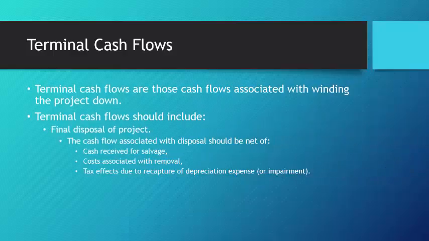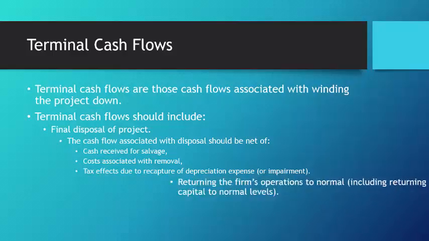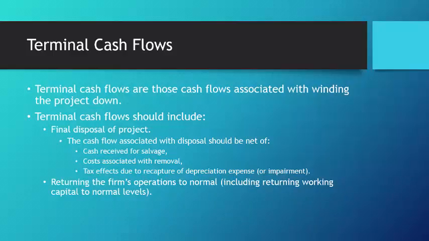Terminal cash flow should include final disposal of the project. The cash flow associated with disposal should be net of cash received for salvage, costs associated with removal, tax effects due to recapture of depreciation expense or impairment of, which is additional depreciation, and then returning the firm's operations to normal, including returning working capital to normal levels. Well, we're not going to do that. Evidently, we're just going to continue to replace the old machinery. So we're really looking at the stuff in the middle. The cash flows associated with disposal should be net of all of this stuff.